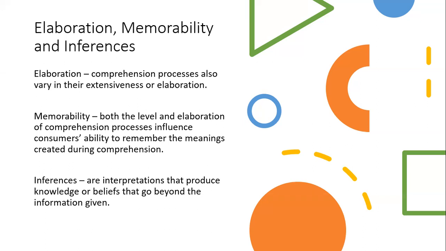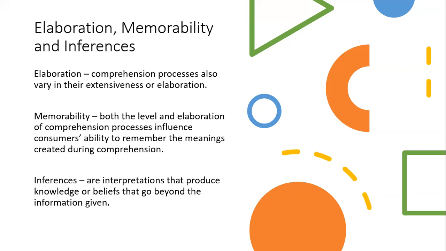More elaborate comprehension requires greater cognitive capacity and effort, and control of the thought processes. That is because more elaborate comprehension produces a greater number of meanings that tend to be organized as more complex knowledge structures, schemas, or scripts. When we say memorability, both the level and elaboration of comprehension processes influence consumers' ability to remember the meanings created during comprehension.